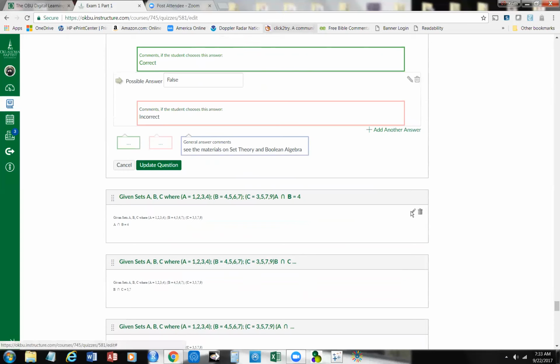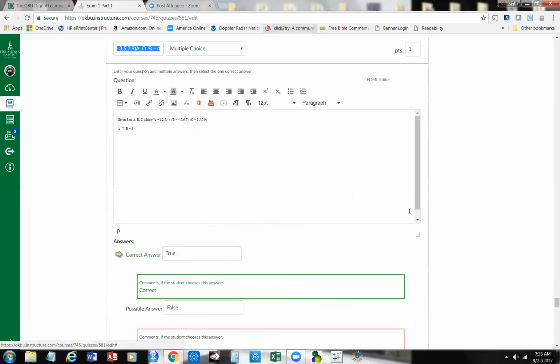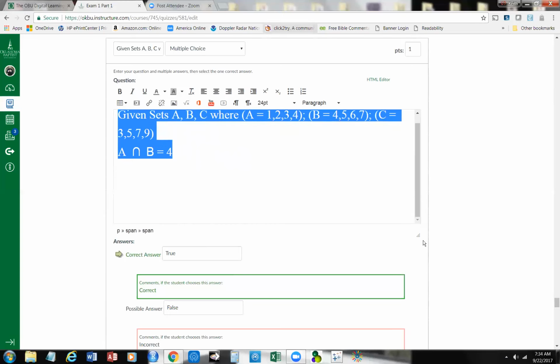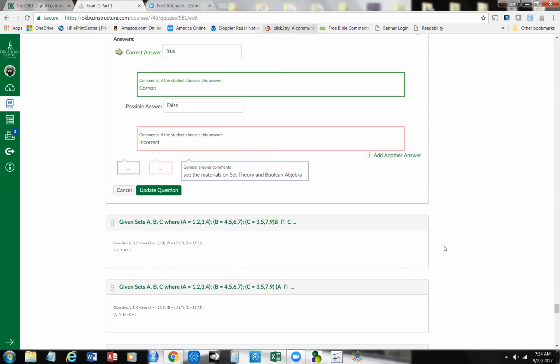Now let's look at this side. Given sets A, B, C, it's 1, 2, 3, 4, and 4, 5, 6, 7, and 3, 5, 7, 9. A intersection B equals 4. This is where we ask what element is shared by A and B. And the only element that they share is 4. So it's correct. It's true.